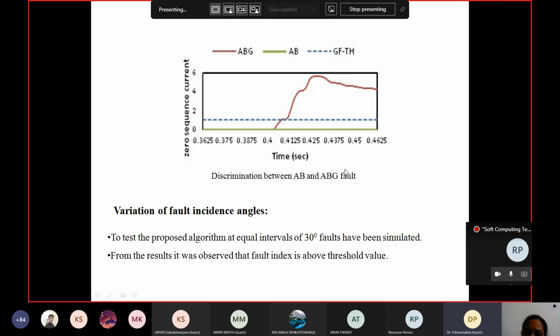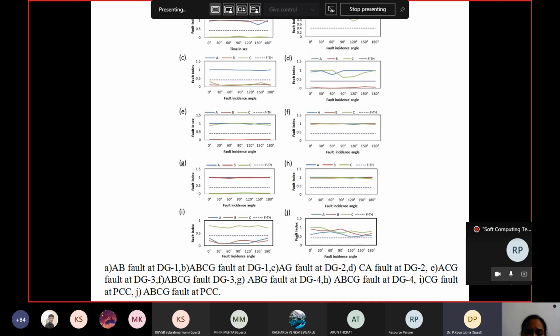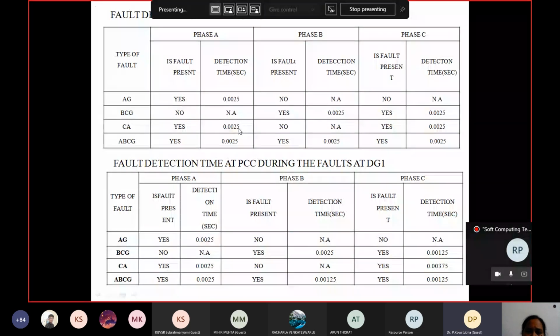Next, for different incidence angles also: 30 degrees, 60, 90, 120, 150, 180, for all these degrees, and that means the corresponding time period may change. Then they click the right signal and fill the data. While filling that data, put 30 degrees, 60 degrees, 90 degrees, like that. AB fault at DG1, ABCG fault, and we can observe in all these cases, all these values are above the threshold value 0.4. It is evident that all these are faulty phases.